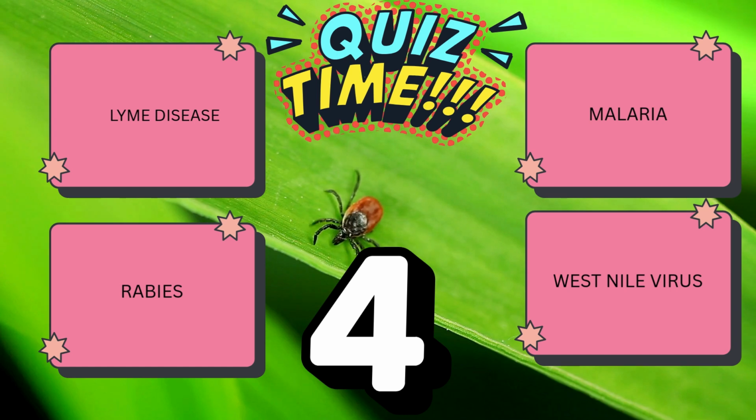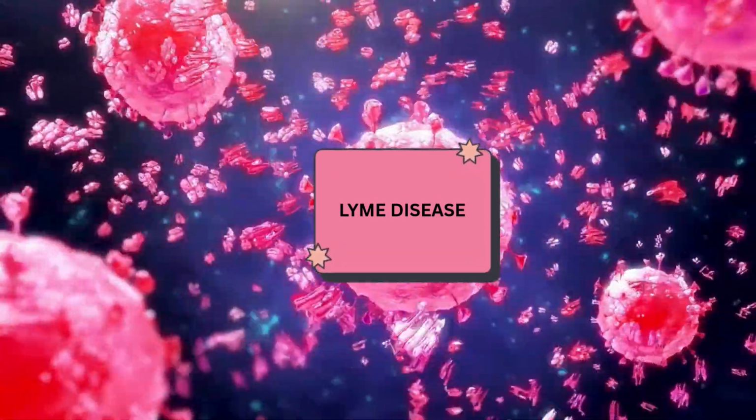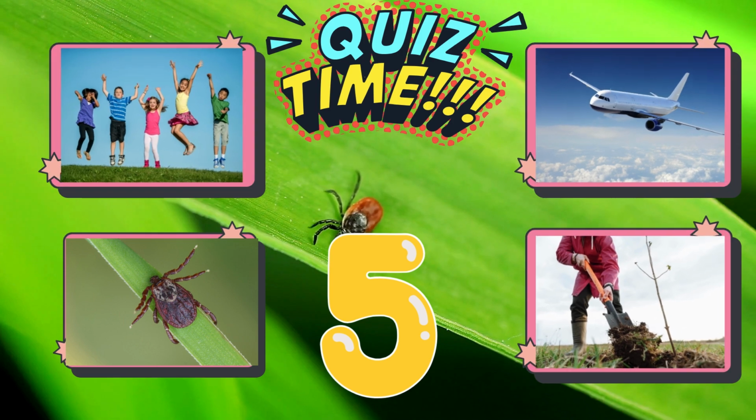What's the most common disease ticks spread in the U.S.? A. Lyme disease. B. Rabies. C. Malaria. D. West Nile virus. Answer. Lyme disease. How do ticks find their hosts?